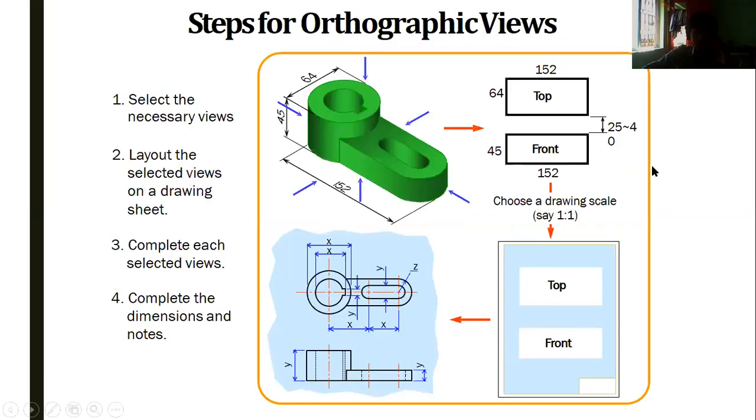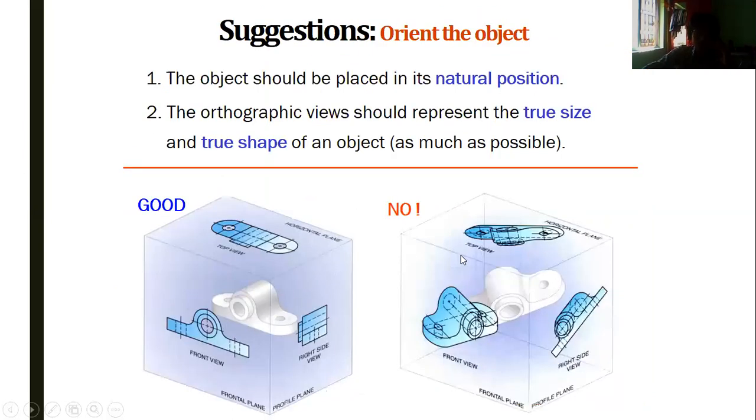Here I just showed the different steps of orthogonal projection. Okay, in the first step, you have to select the necessary views. You have to identify which is your front view, which is the observer, okay, which is the front view, which is the side view. Then the layout has to be selected on the drawing sheet, okay. And then complete each selected view. Then all the dimensions have to be noted down, okay.